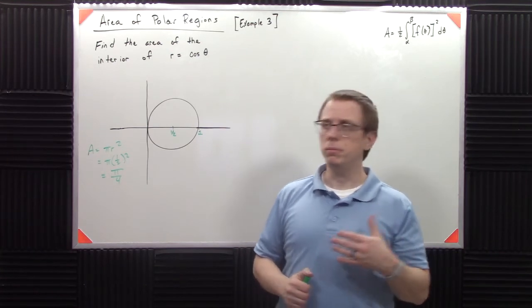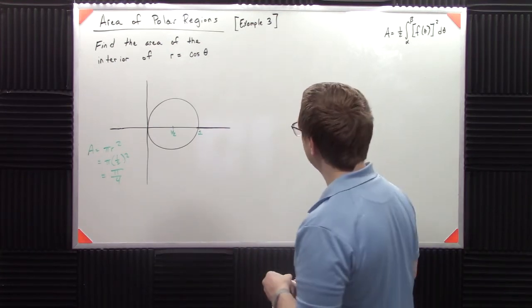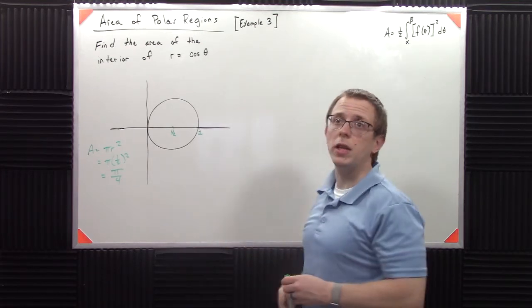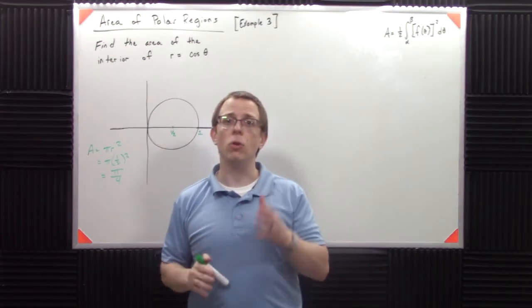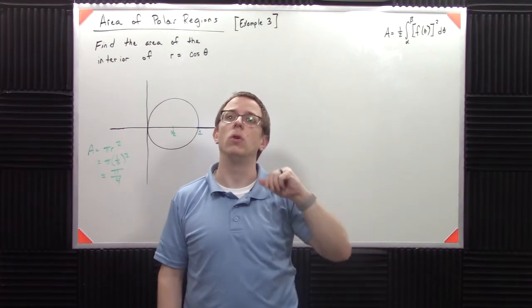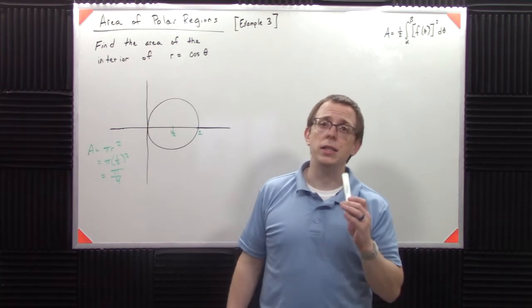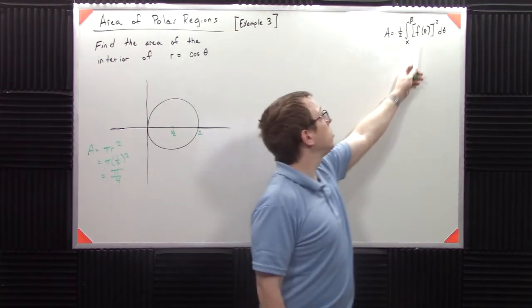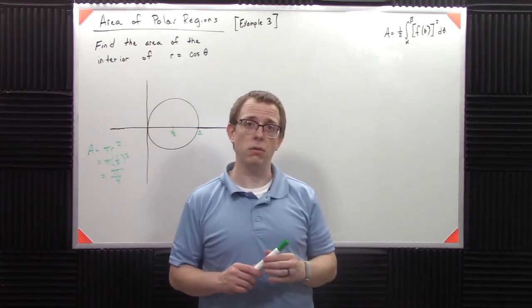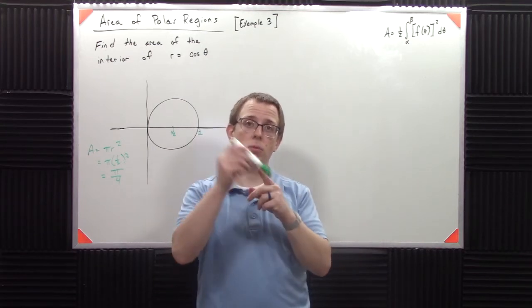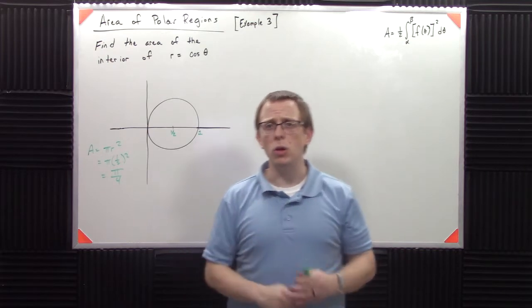So with that in mind, what we'd like to do is use this formula here, that the area is 1/2 the integral from the starting angle to the ending angle of f of theta squared d theta. Now, an important consideration here is that this is only valid in the case where the function is non-negative. So the outputs of that function need to be positive radii, not negative. And I'll show you why that's important.